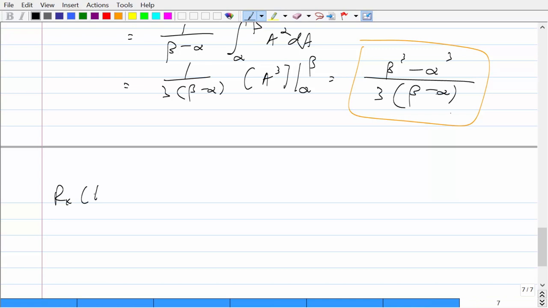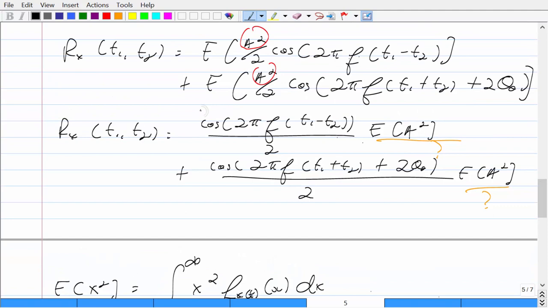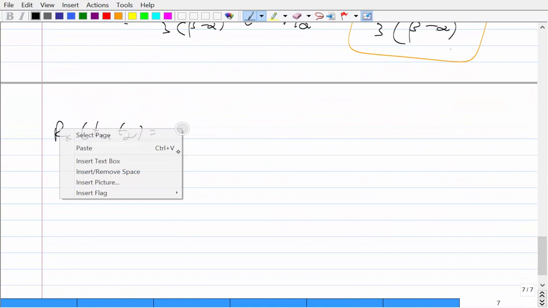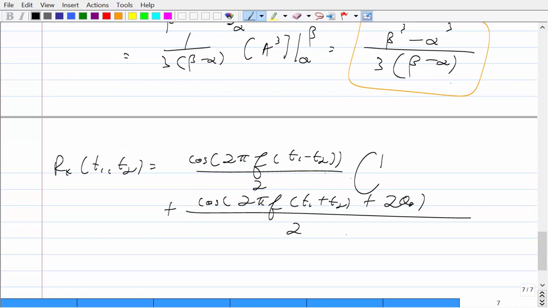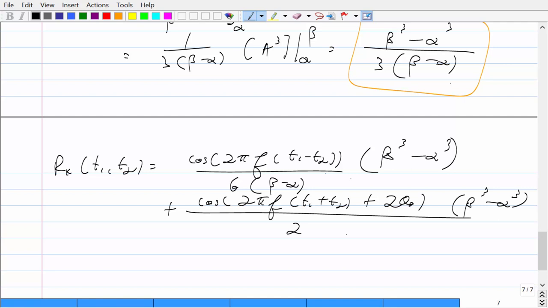Okay, so let me just copy all this so I don't have to keep rewriting, which is going to be nice. So paste. So we're just going to change this. Okay. All right, so this becomes beta cubed minus alpha cubed, right? And then what I'll do is that 3 times 2 becomes 6, so I'll make this 6 times beta minus alpha, okay? And then I'll do the same thing over here. And then 6 times beta minus alpha.